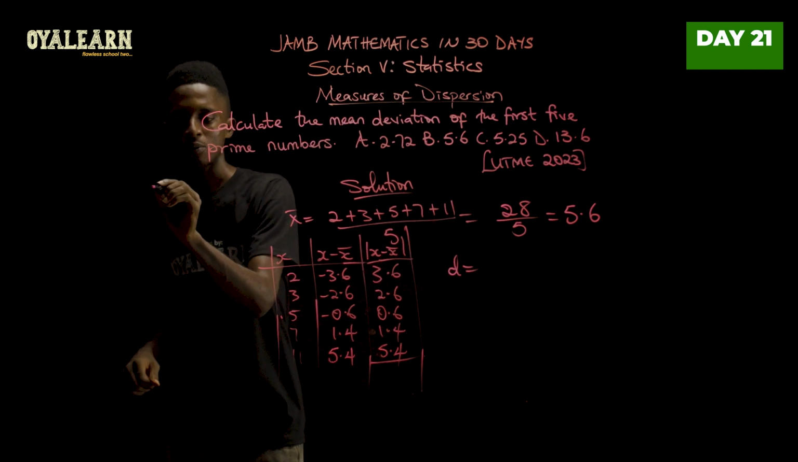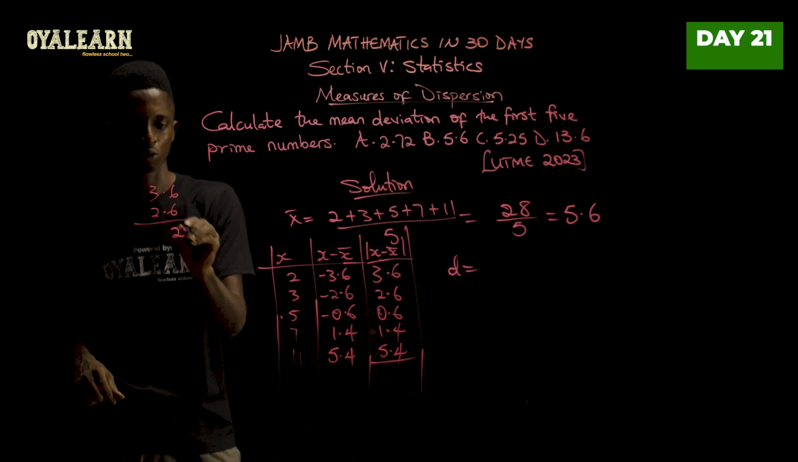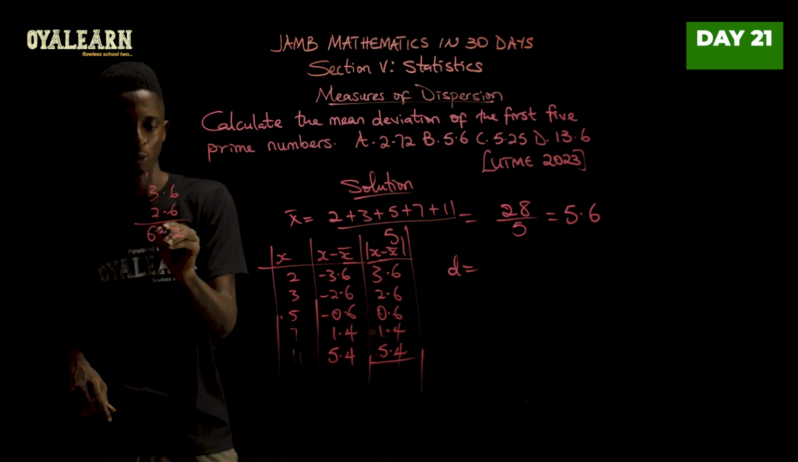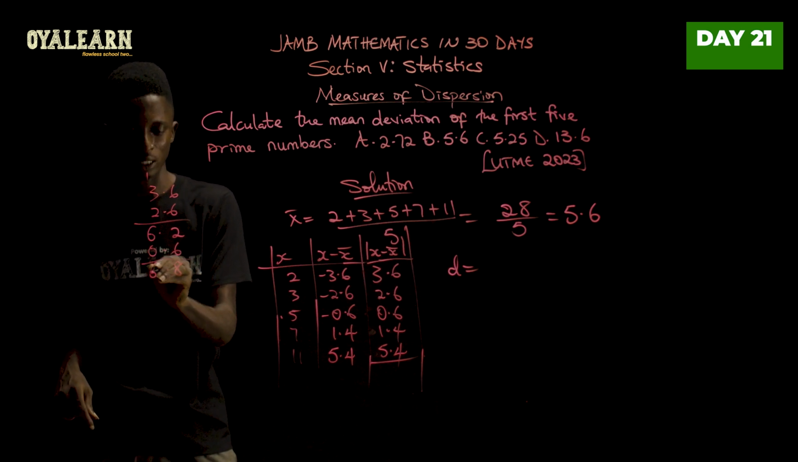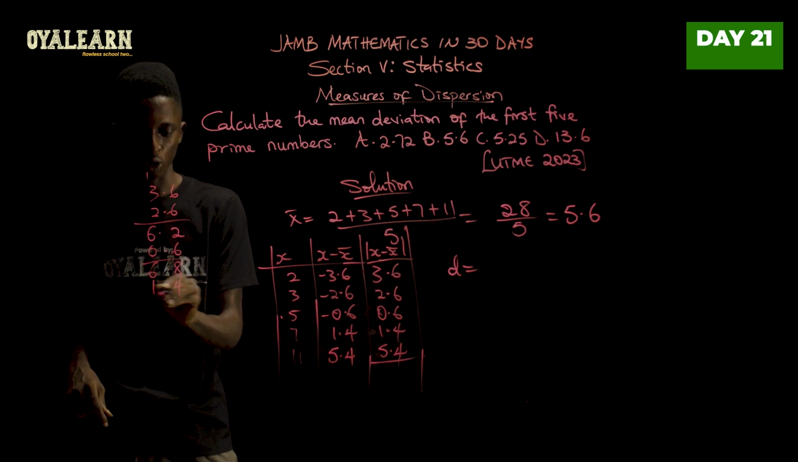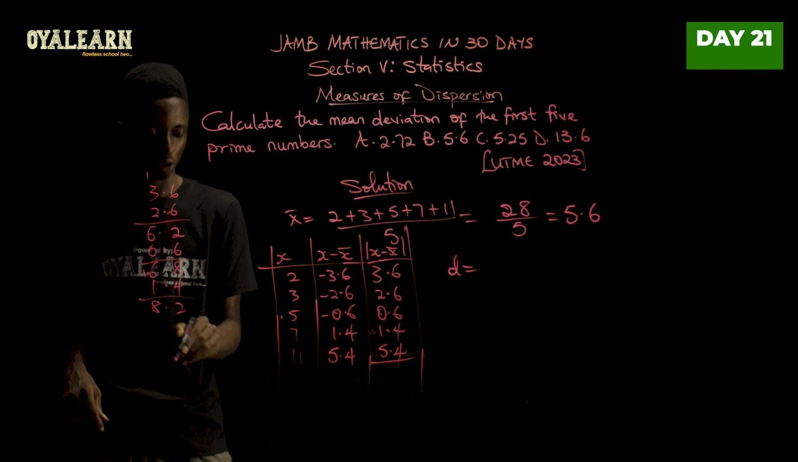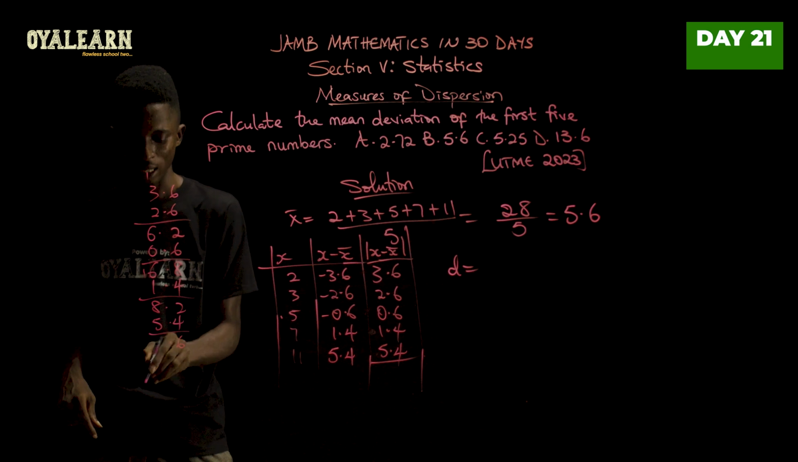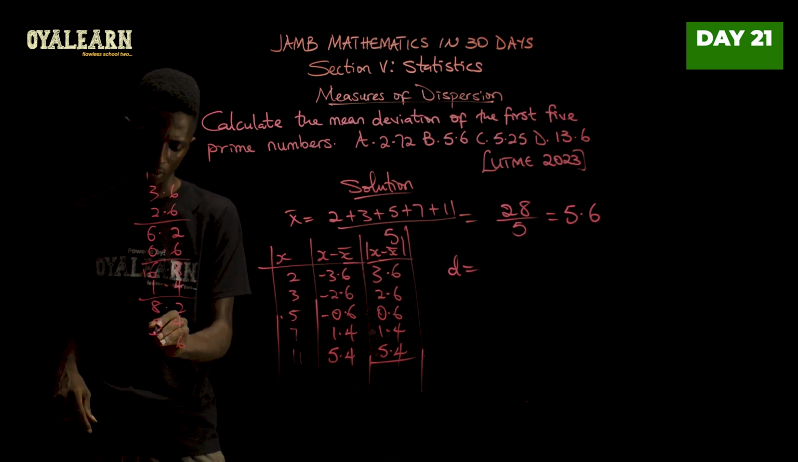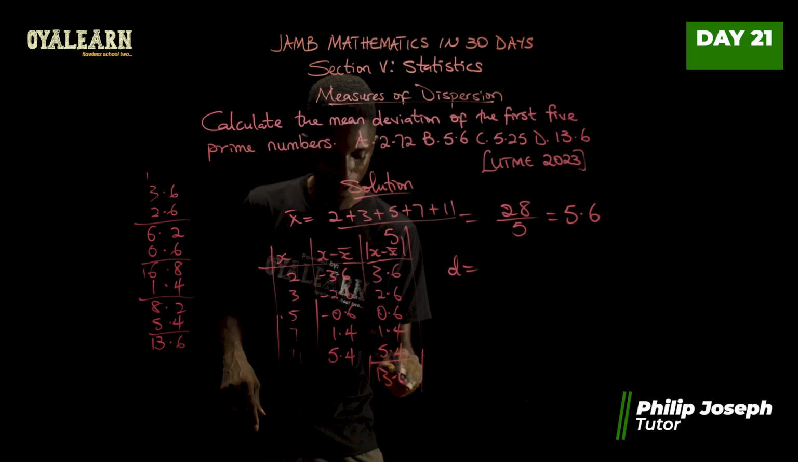Let's confirm that again. 3.6, 2.6. This will give us 2 carry 1. This is 6.2. Now we add 0.6 to this. This will give us 8. So 6.8. Now 1.4 to that. And then we have 2 here, carry 1. This is 8.2. Now let's add 5.4 to this. And this is 6. And this is 13.6. So our sum of deviations will be 13.6.